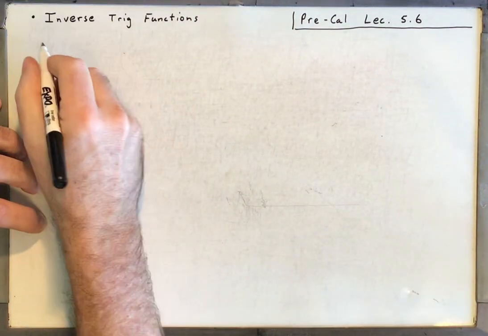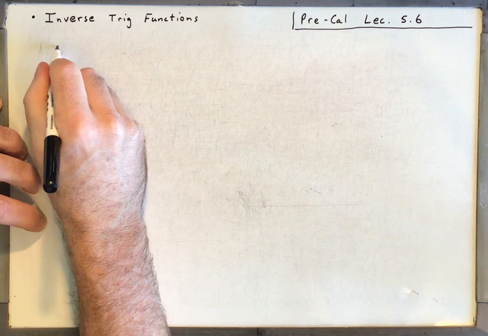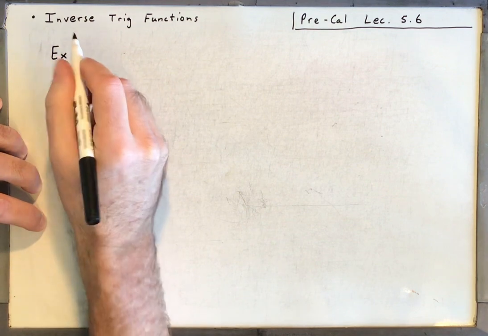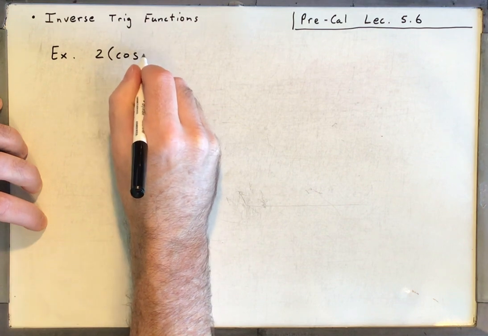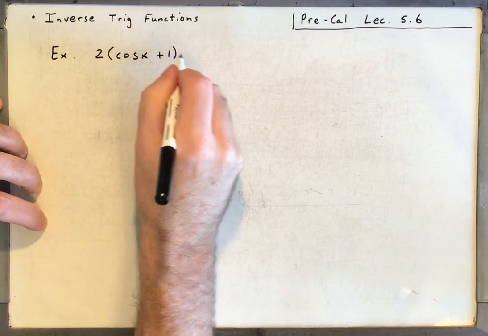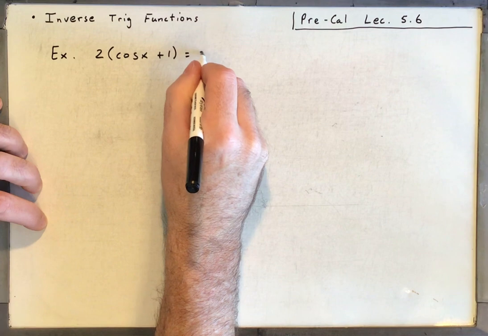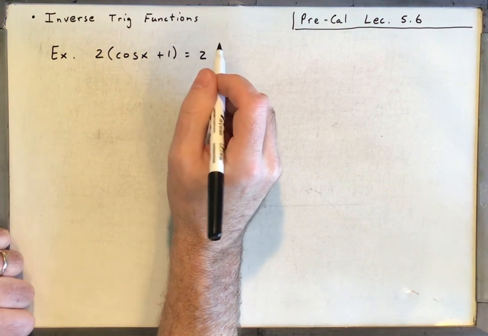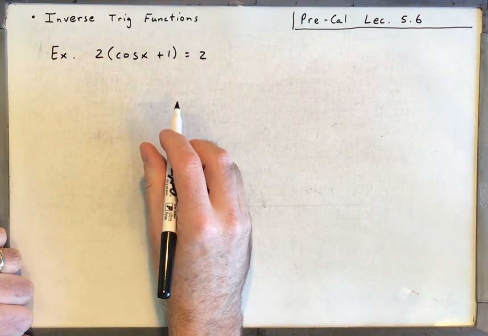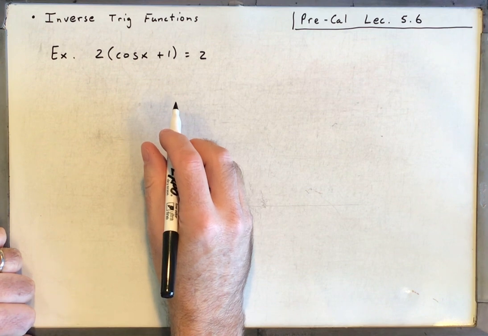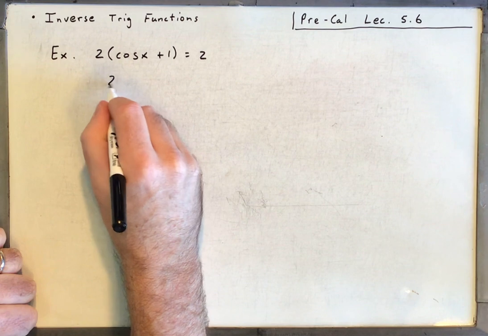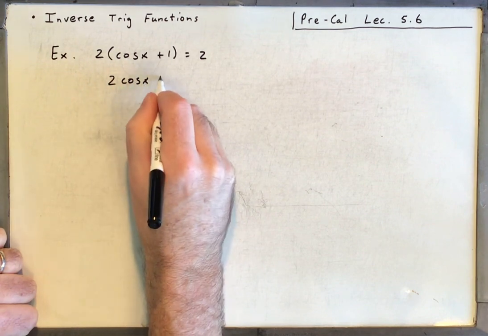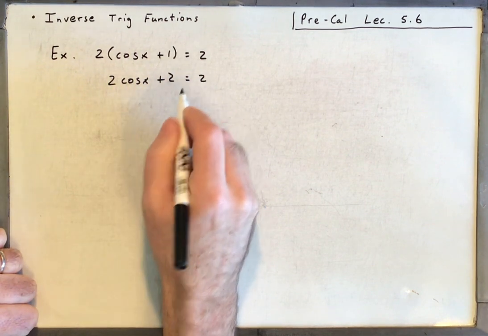So we're going to solve some equations for x, and our first one is 2 times the cosine of x plus 1 equals 2. All right, we want to solve for x. Okay, so the way that we solve for x here is first let's distribute the 2. So that'd be 2 cosine x plus 2 equals 2.